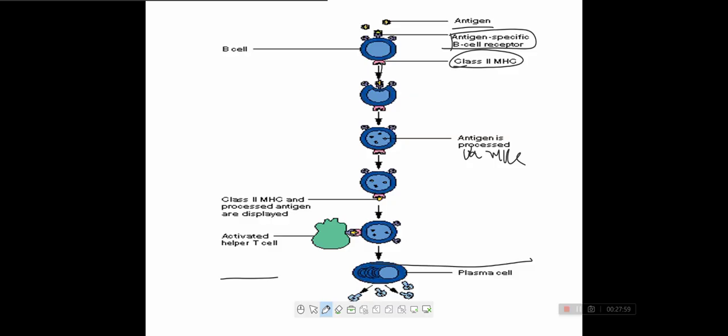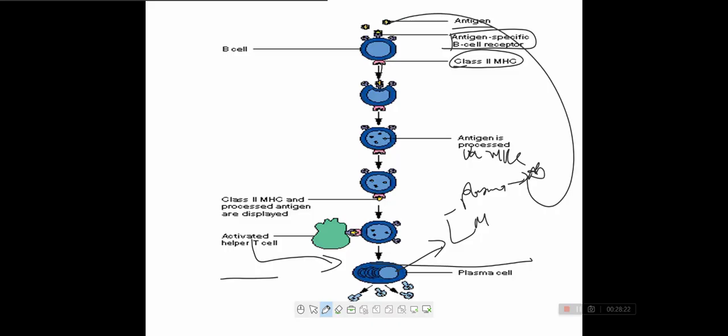After processing, class 2 MHC and the processed antigen are displayed. They activate the T helper cells. After activating the helper T cell, they activate the B cell. When the B cell is activated, it differentiates into two types, plasma and memory cells. The plasma cell produces antibody, and this antibody kills the antigen. So this is the process or mechanism by which humoral immunity takes place.